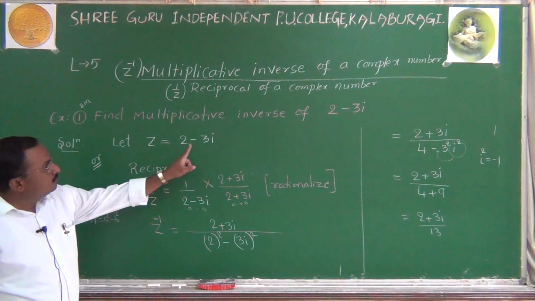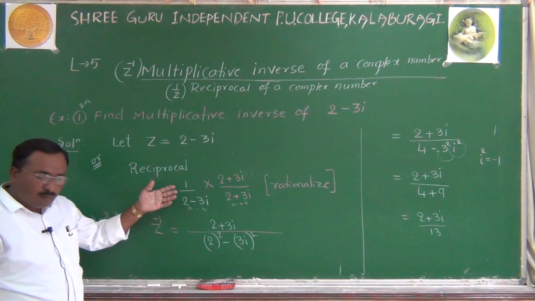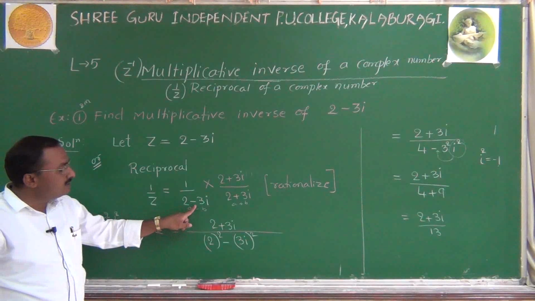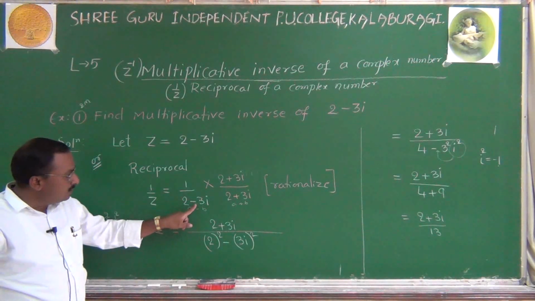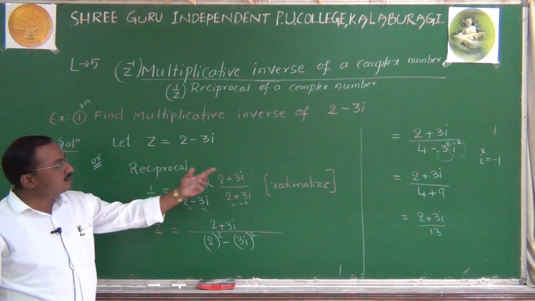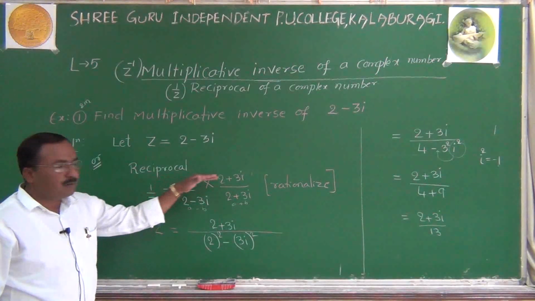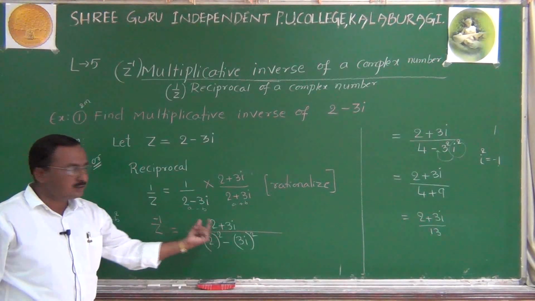z is equal to 2 minus 3i. The reciprocal is 1 by z. This is division of complex numbers, algebra of complex numbers. Rationalize 1 by 2 minus 3i: multiply numerator and denominator by 2 plus 3i.